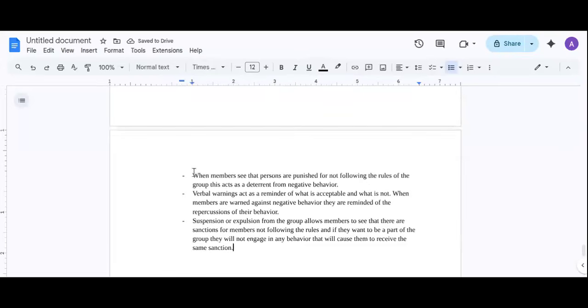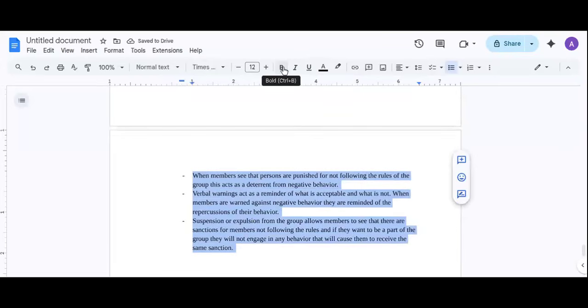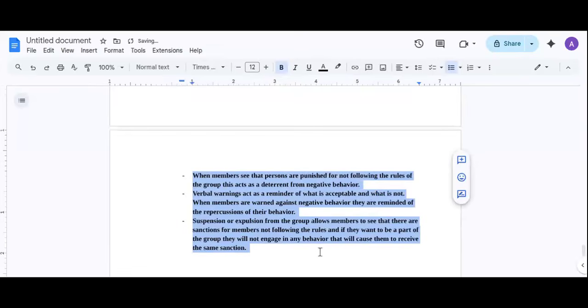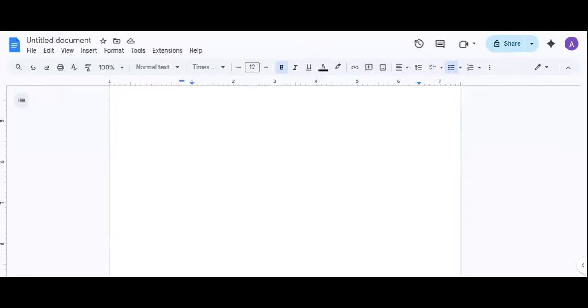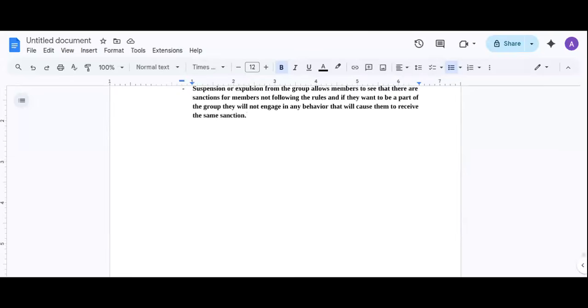So let me just share what I have here. When members see that persons are being punished for not following the rules, this will act as a deterrent from negative behavior. So verbal warnings act as a reminder of what is acceptable and what is not. When members are warned against negative behavior, they are reminded of the repercussions of their behavior, and suspension and expulsion from the group allows members to see that there are sanctions for members not following the rules, and if they want to be a part of the group, they will not engage in any behavior that will cause them to receive the same sanction.